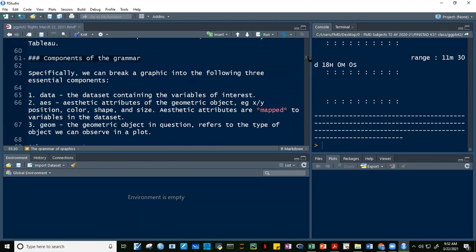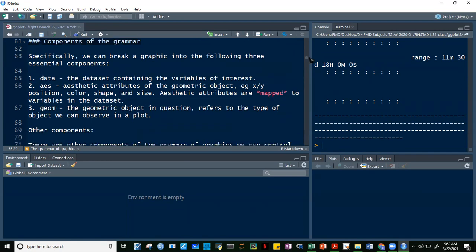Okay, in a nutshell, yung components ng grammar of graphics na to, okay, tatlong essential components. So meron tayong data, meron tayong aesthetics. Okay. Aesthetics. These are attributes of the geometric object. Example, guys, ng aesthetics are si x-axis at saka si y-axis. Okay. Color, shape, and size. So yung aesthetics, guys, it's actually an aesthetic map. Okay? We're trying to map the variables in the data set. Yun ang ibig sabihin ng aesthetics, guys.